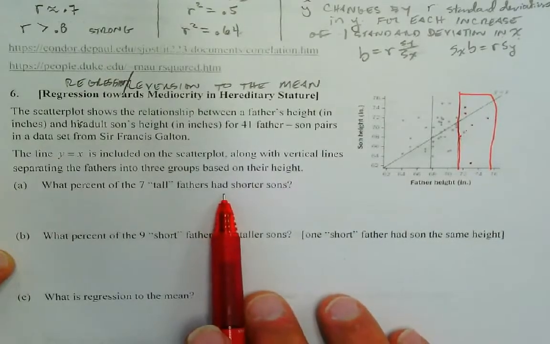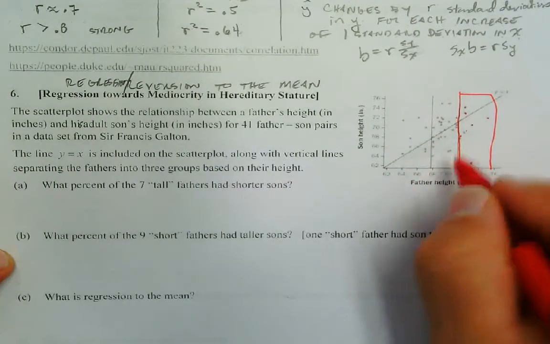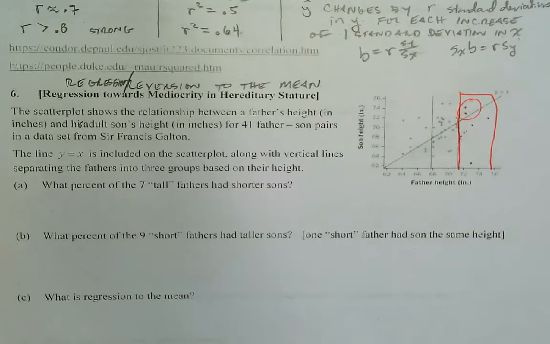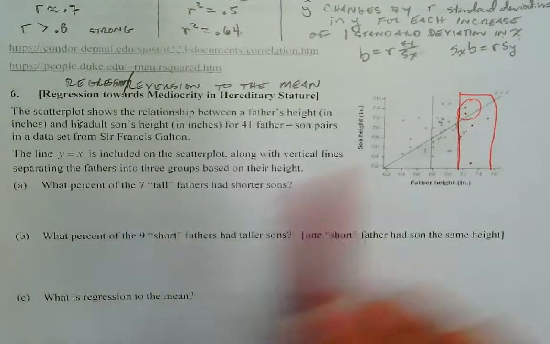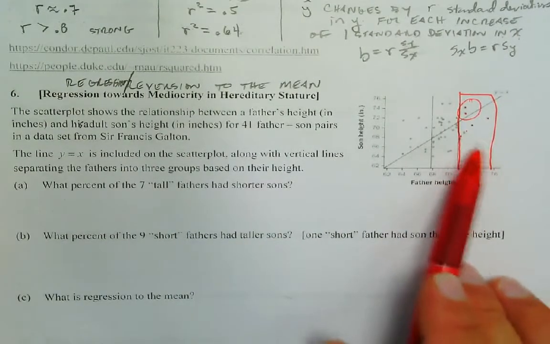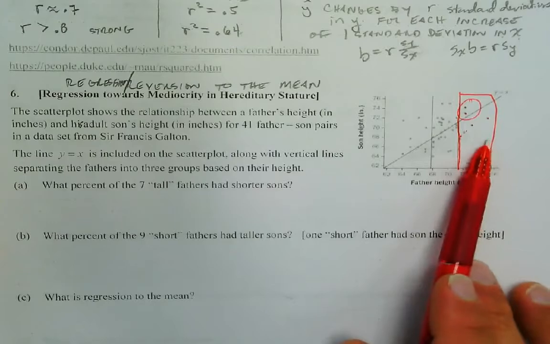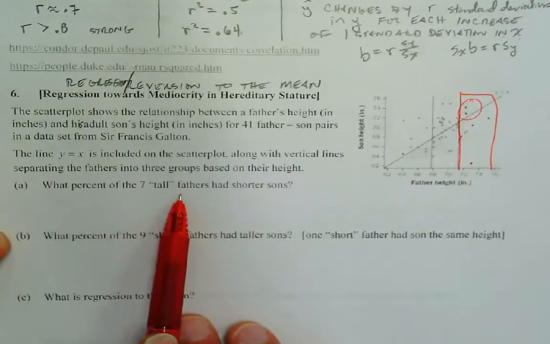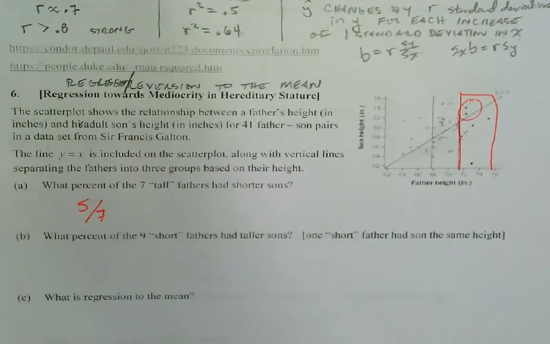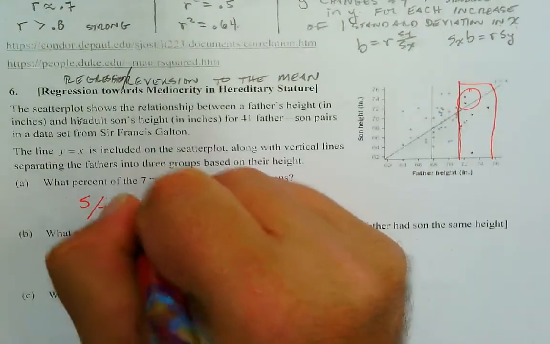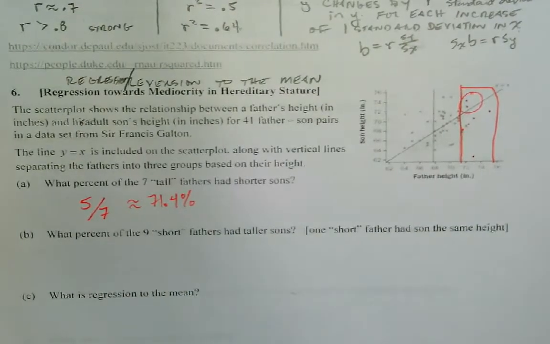Well, how many of them had shorter sons? This line y equals x would mean son and father were the same height. So only 2 of the fathers were shorter than their sons. Here, all of these fathers were taller than their sons. So what percent of the 7 tall fathers had shorter sons? 5 of the 7 had shorter sons. You can put that in your calculator, and that is about 71.4%.